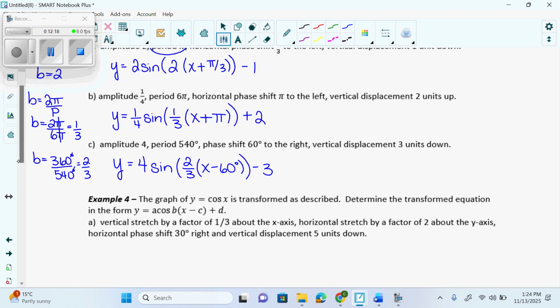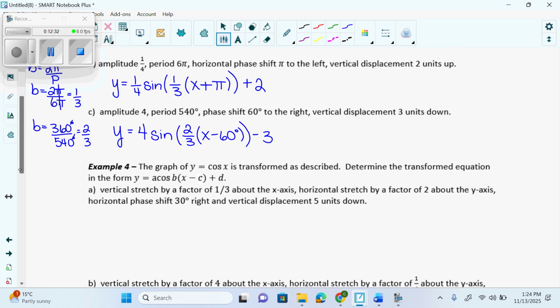Example 4 uses the cos equation, which doesn't change anything. The only difference here is you don't have to find B. It gives you the horizontal stretch factor, which is the flip of B, right? So if I look at example 4, it says the graph of y equals cos x is transformed as described. Determine the transformed equation in this form. Vertical stretch by a factor of 1/3. So I'm going to get y equals 1/3. Then cos, because it says it has to be in the form of cos.